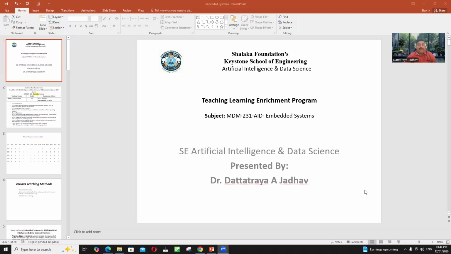Now we are considering the embedded system subject related to the AIDS branch. Today we get an overview of what syllabus will be contained in embedded system in artificial intelligence and data science, what the importance of this subject is, and why the university has included it in your syllabus. That is what we learn today.